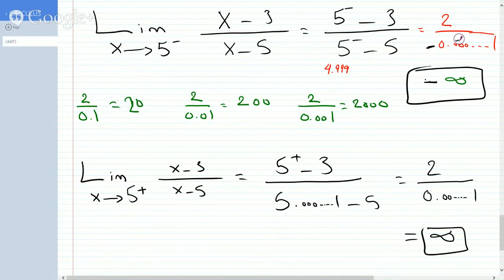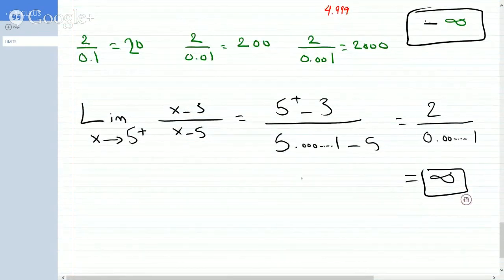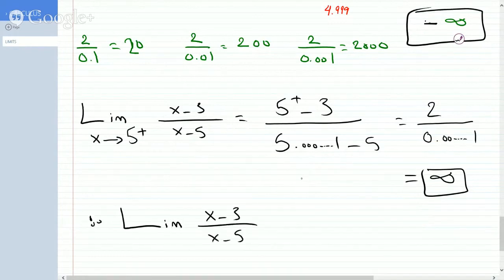Therefore, the limit does not exist. The limit of x minus 3 over x minus 5 as x goes to 5 does not exist.